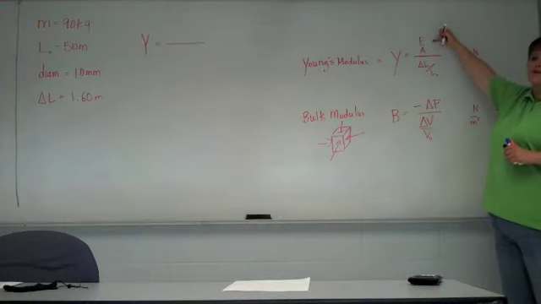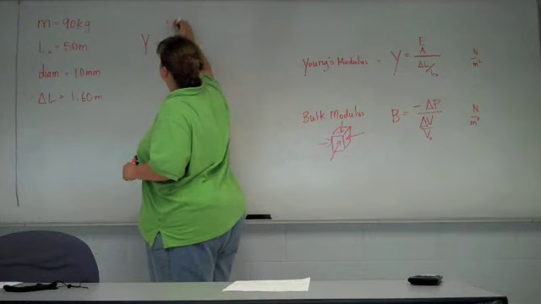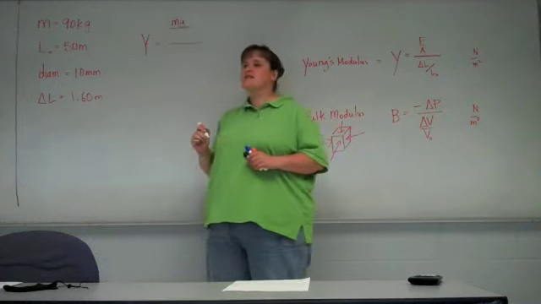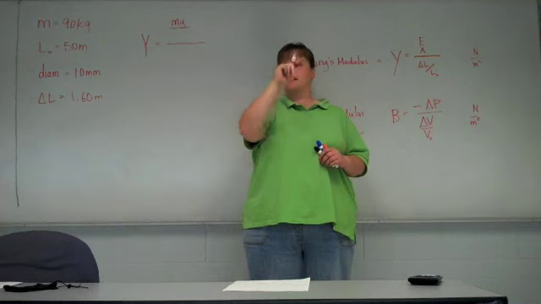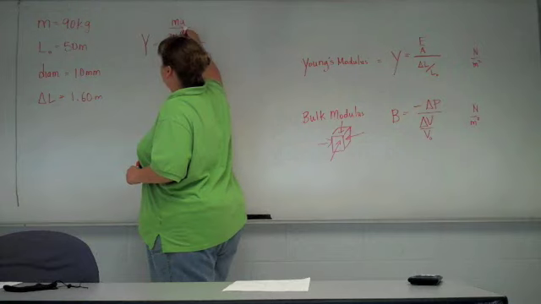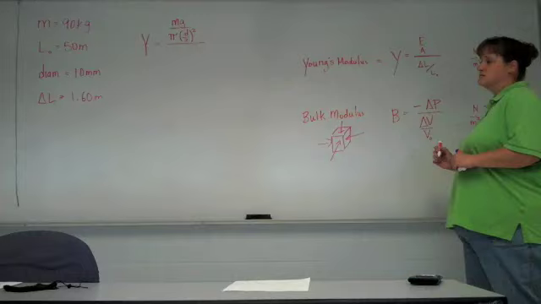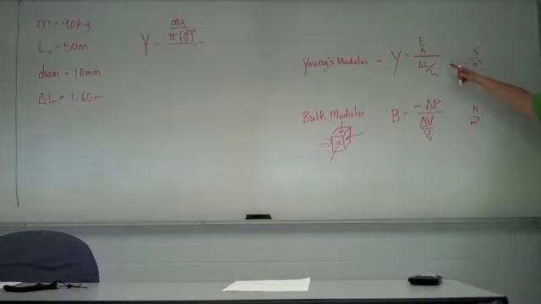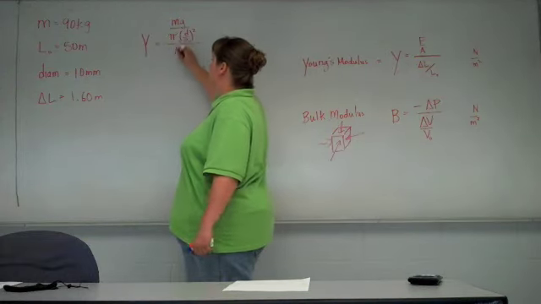Young's modulus, the force. What force is being applied to the rope? mg. The area, that's the cross-sectional area of the rope. If you were to take the end of the rope and look at it, you'd see a little circle. Area of a circle is pi r squared. R is half the diameter. So that's our stress. The strain is the change in length over the original length. We know both of those values.